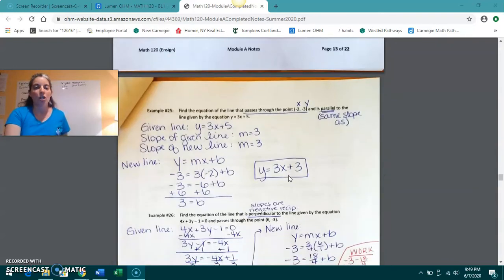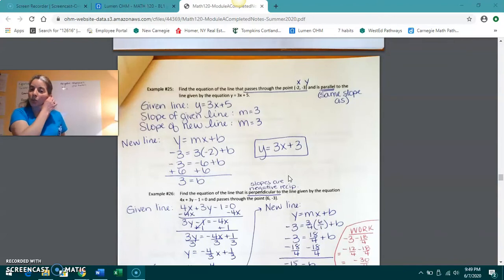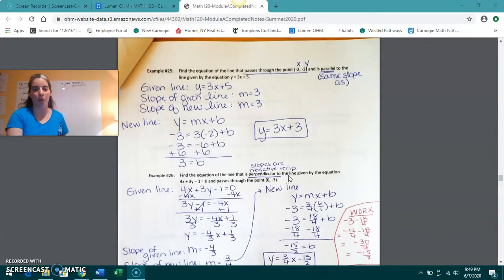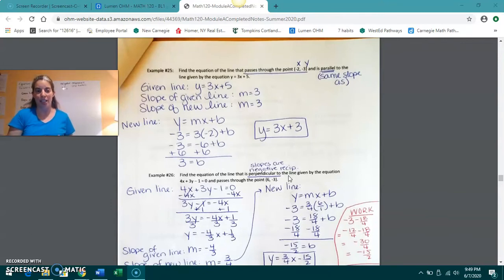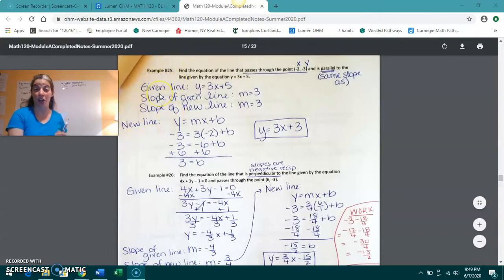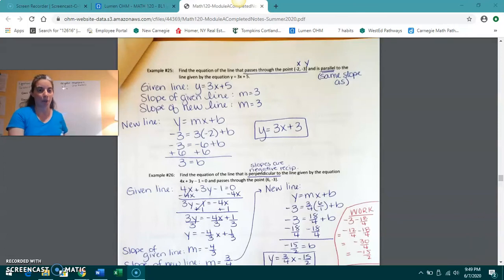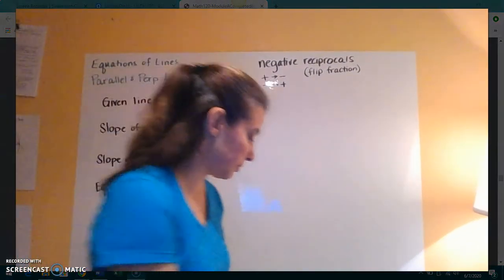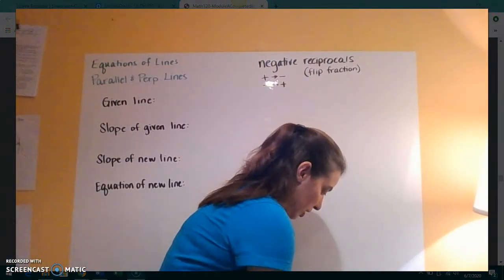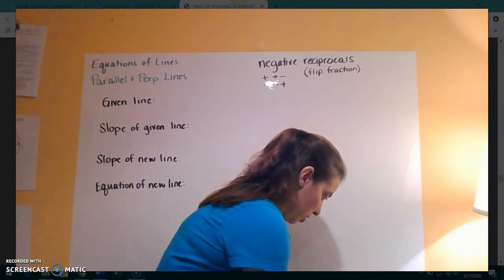Okay, so when we're trying to do this, again, the only thing we care about with parallel or perpendicular lines is the slope. So often what I do is I set up my work using these kind of headings that you'll see here and that I have on the whiteboard behind me. So I'm going to do example 25, really start it, and I'm going to do it up on the whiteboard. All right, so let me just get to that page in my packet here so I have it in front of me.